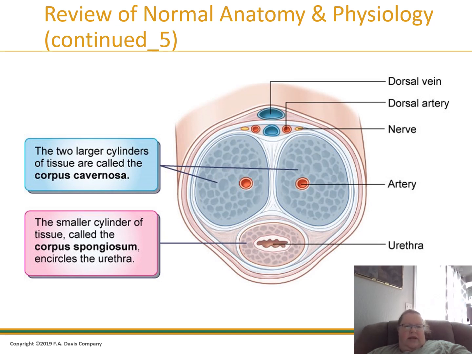So, review of normal anatomy. There are the two large cylinders within the penis. This is the urethra. This is an artery, and the corpus cavernosum and the nerves. The dorsal artery is at the top, and the dorsal vein.